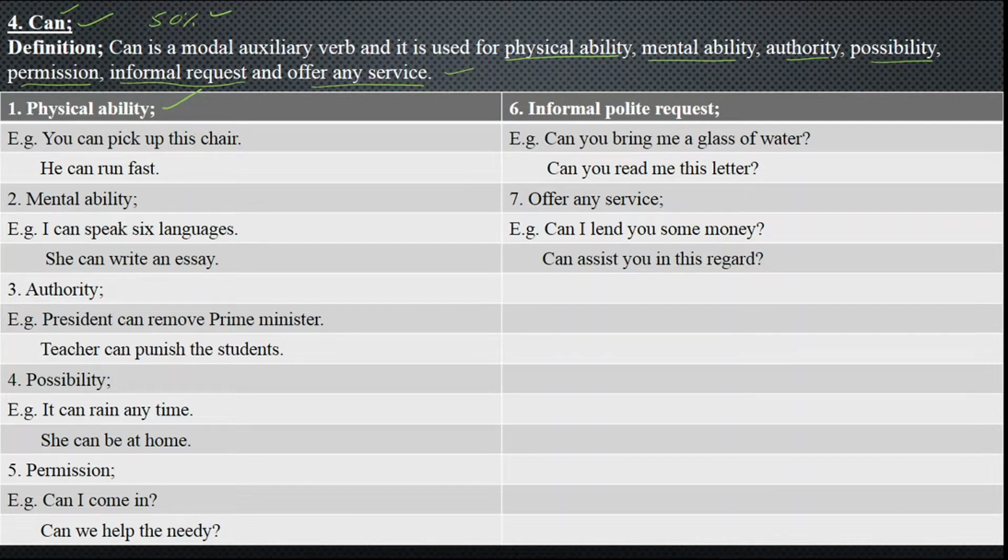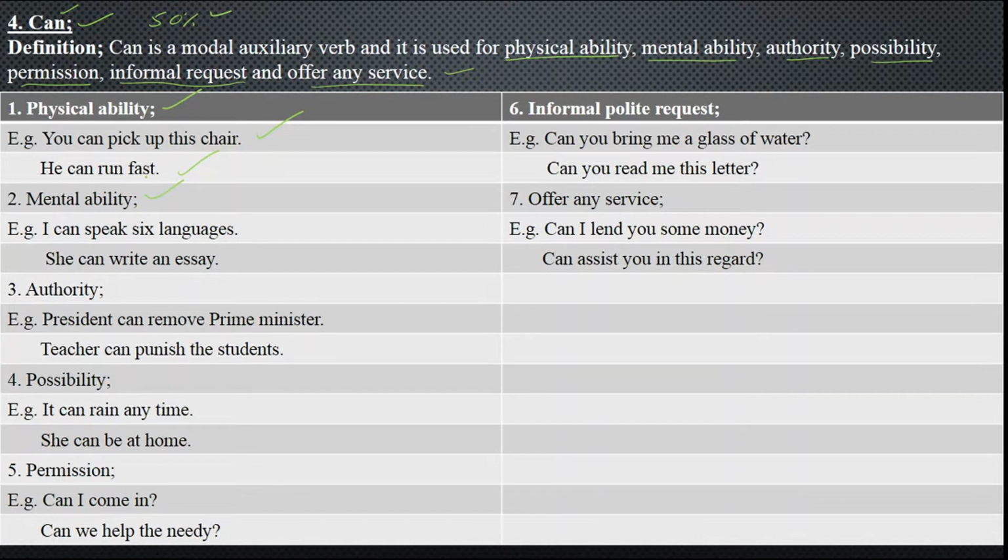Like I say, you can pick up this chair. Now, it is your physical ability that you can pick up this chair. And second example, he can run fast. Now I say he is young, he exercises on a daily basis, and if you run with him, he can run fast. So that is known as the physical ability. Number two, we have got mental ability.